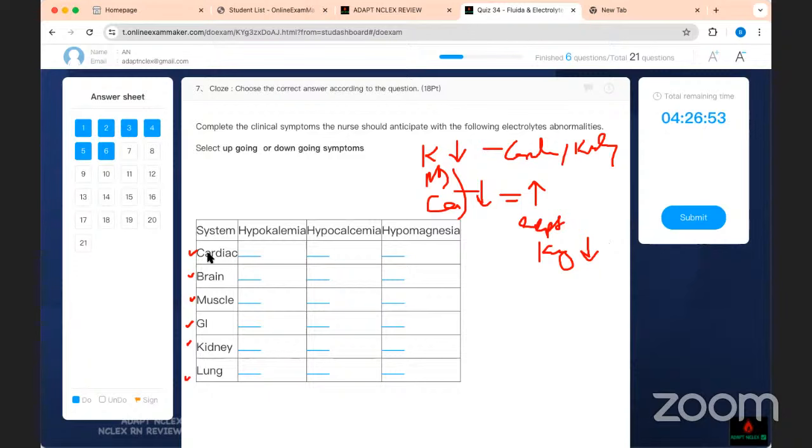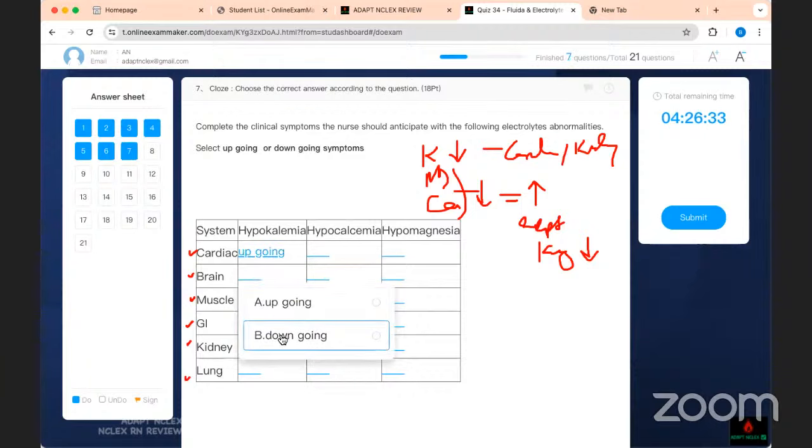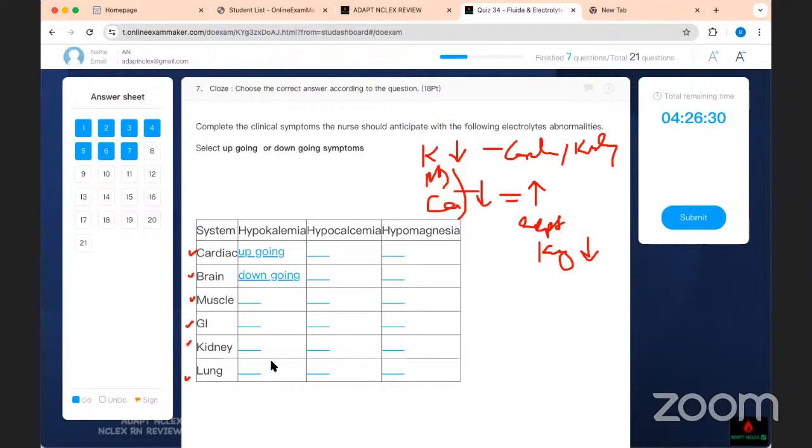I've talked about it enough. Therefore, in this table, you just have to fill it in. Hypokalemia, what direction will your heart go? I told you if your potassium is low, everything follows the same direction except your heart and your kidney. So this one goes up. Your brain symptoms are going to go down, right? Your muscle is going to follow the same direction. Your GI tract will go down because you have hypokalemia. Your kidney is going to go up and your lung goes down.